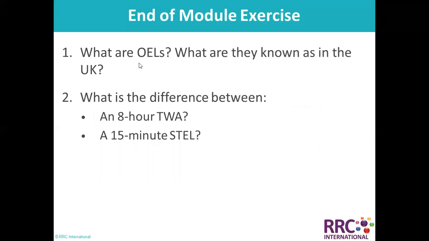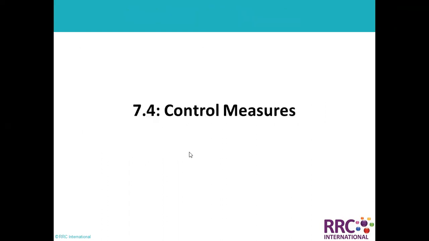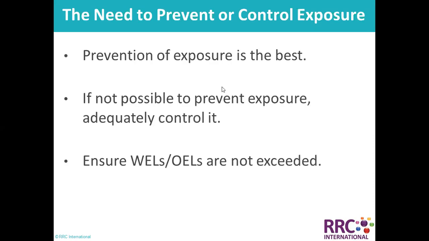That was all about what the OELs are, what they are known as in the UK, and what the difference is between an 8-hour time weighted average and a 15-minute STEL. We all discussed it in the presentation. Now, this is another most important subpart of element 7, 7.4, control measures, because ultimately the risk assessment and hazard recognition would have no value if you don't put comprehensive controls against them. That is why we have to understand the control hierarchy, or kinds of control measures. So let's start.